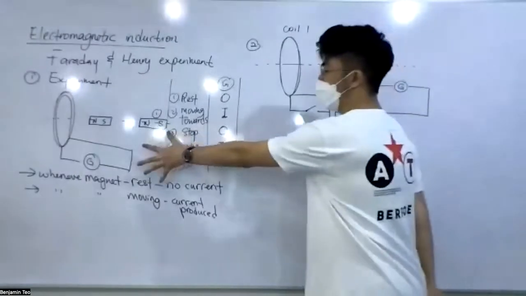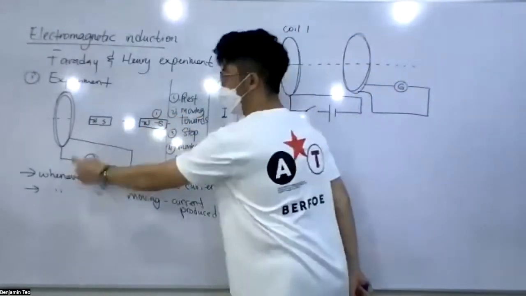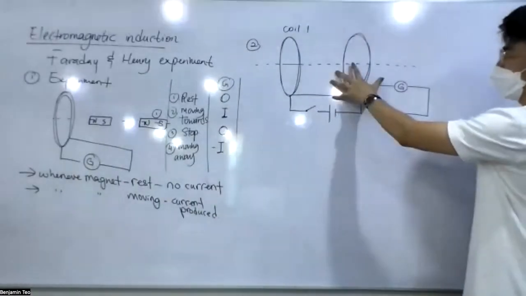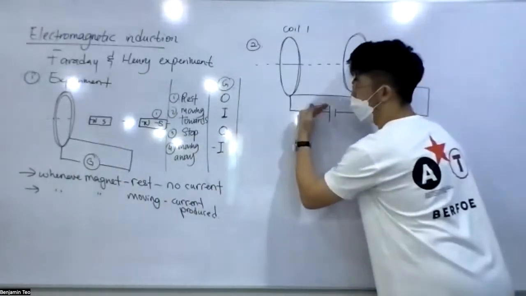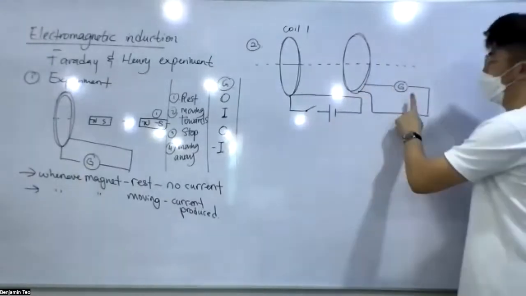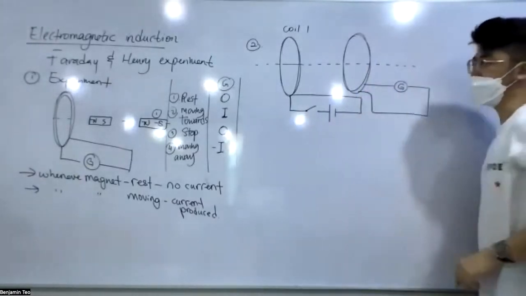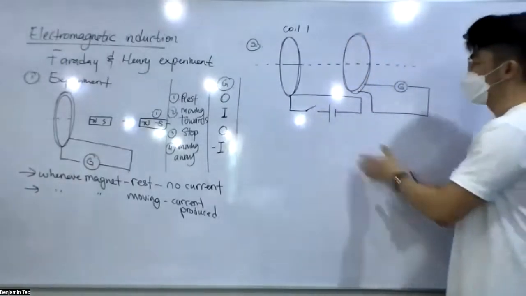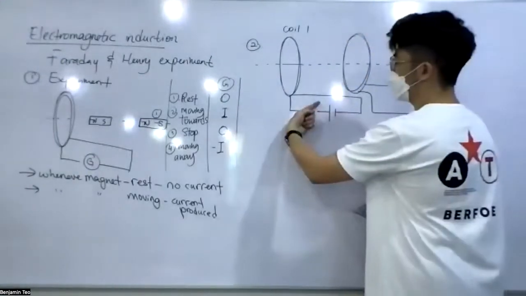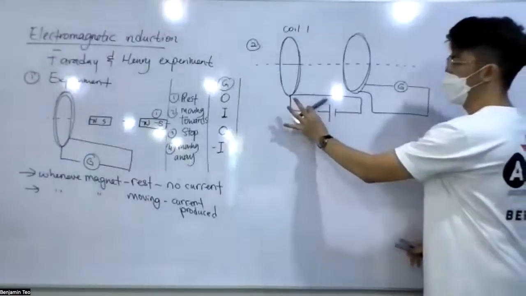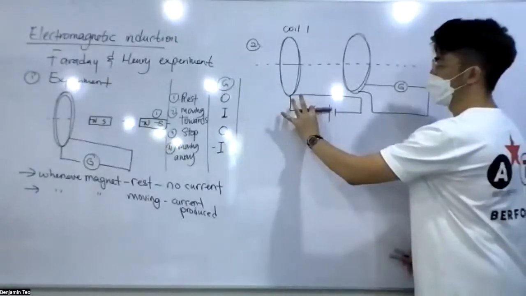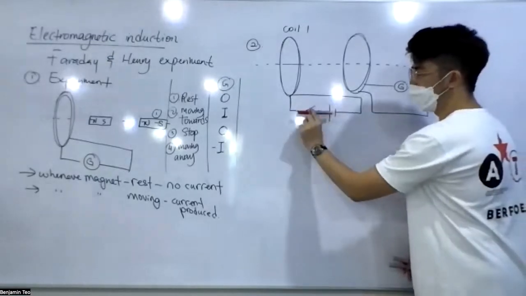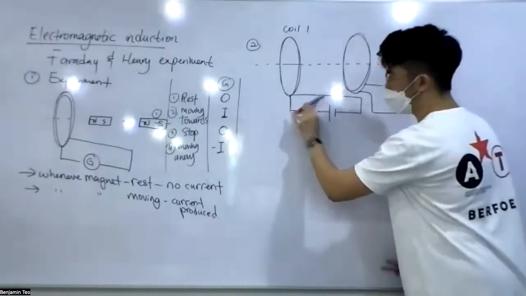Now, this one we want to observe how the motion relates to the current produced. This one we want to observe how closing and opening the switch affect the current produced in this circuit. Okay, let's see. How many stages? Let's divide it into 4 stages: when the switch is open, when the switch is closed, during the action of closing it, and then close, and then open.